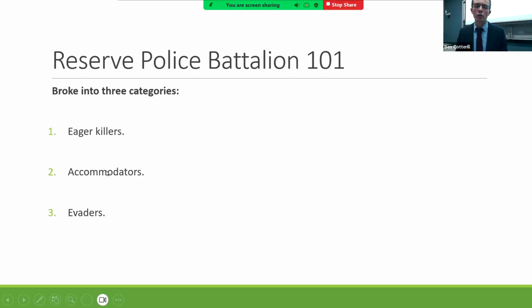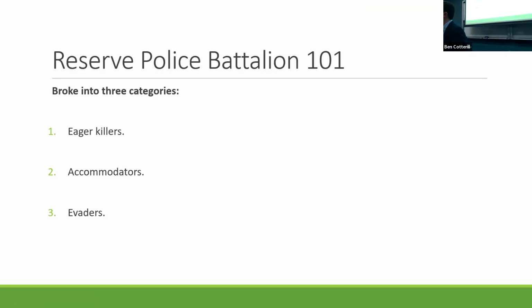The second and largest group were the accommodators, those who obeyed orders. But they believed it was a dirty task, a task that was unenjoyable. So they wouldn't volunteer readily for executions. But they would do so if asked to take part. And like I say, this would be the largest group, doing what's commanded of them, but not really volunteering for any extra duties.